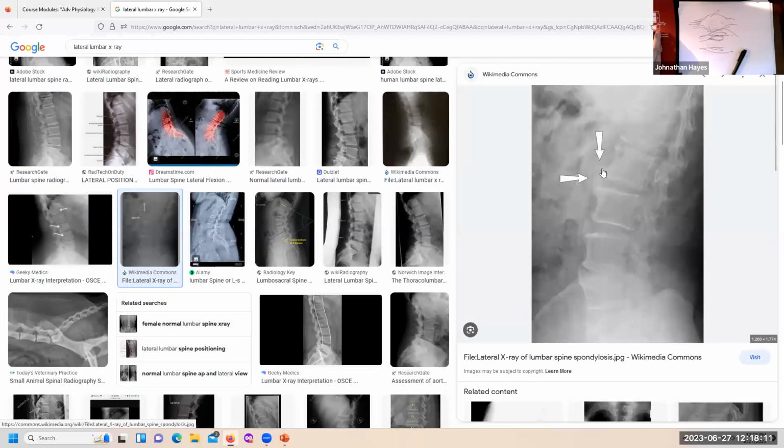And this person's probably got DISH, I'm guessing. No, they say spondylosis, so that's ankylosing spondylitis. I disagree. I say that's DISH. It's a different type of enlargement. But here, again, I can see the abdominal aorta. Looks pretty good to me.